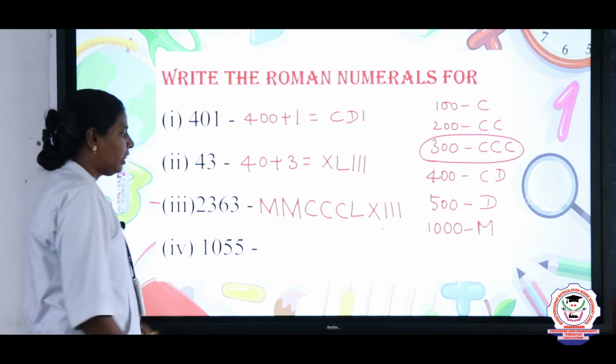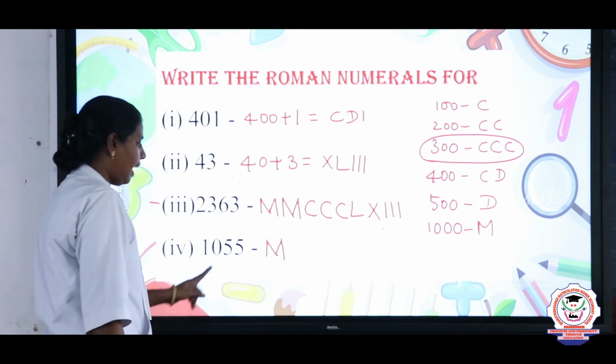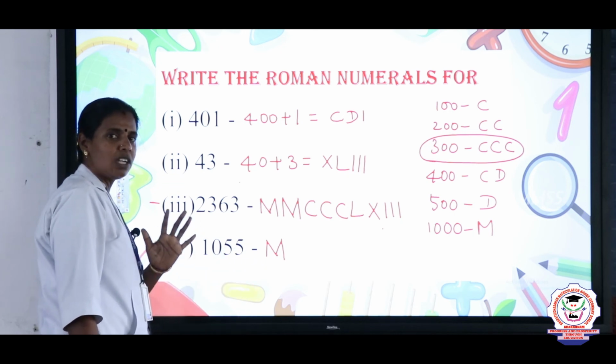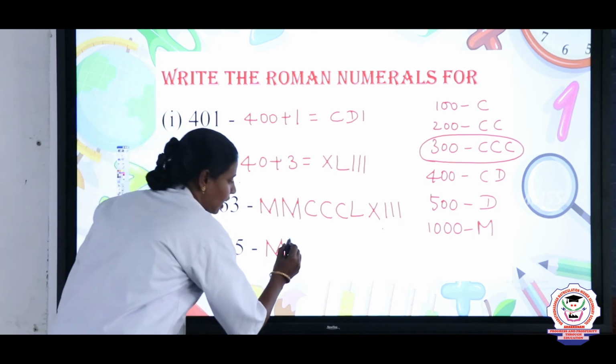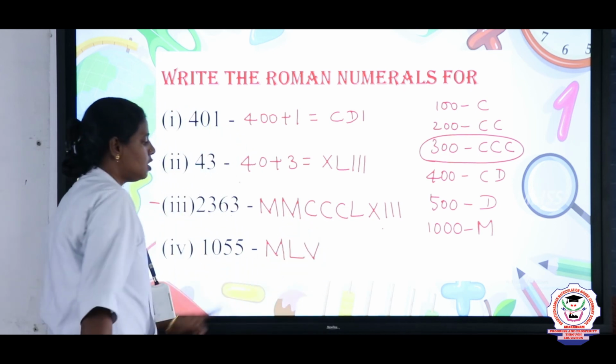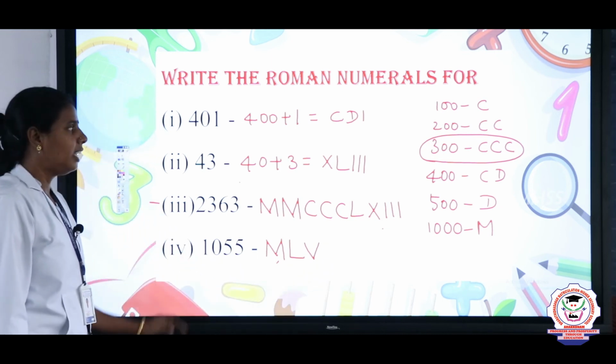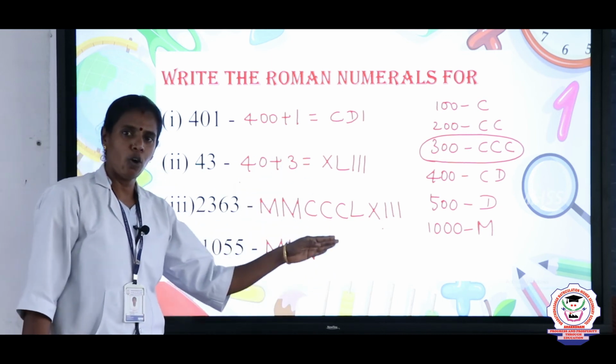1055. So, for 1000, already I told you M, and 55. 50, what is the symbol for 50? 50 is L and 5 is V. So MLV, 1055. Is it clear how to write the numerals in Roman numerals?